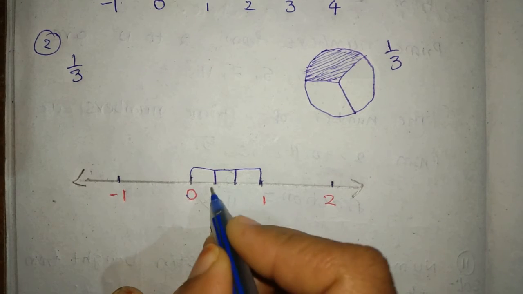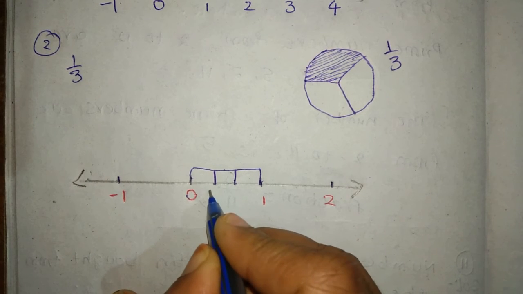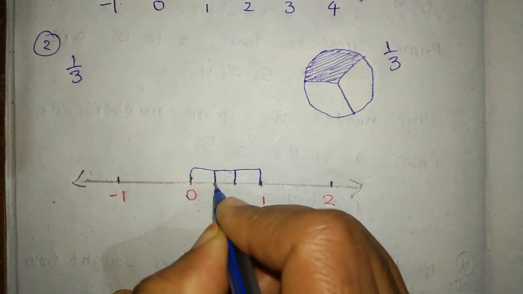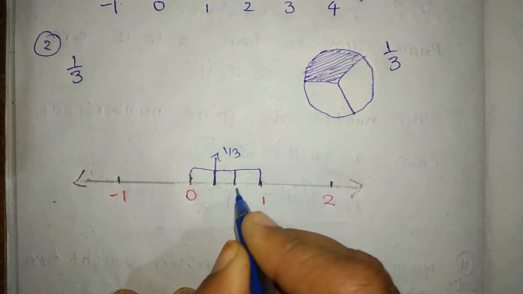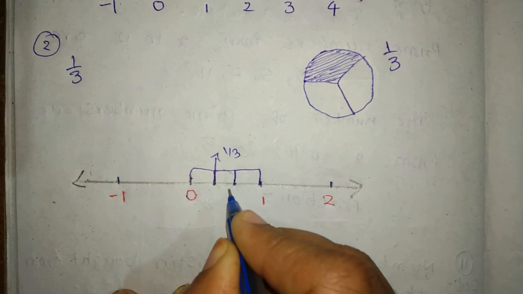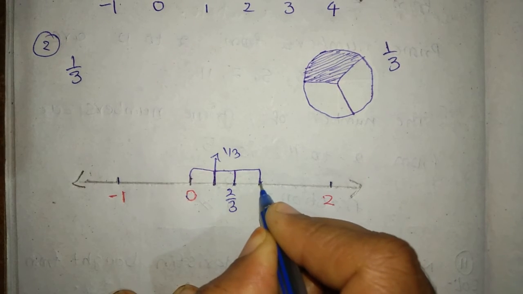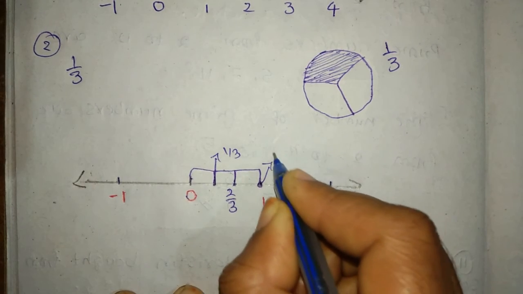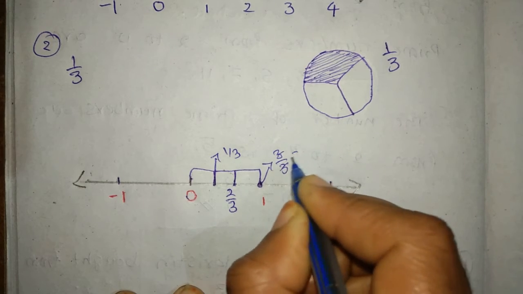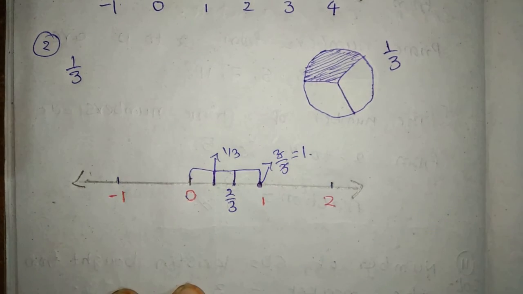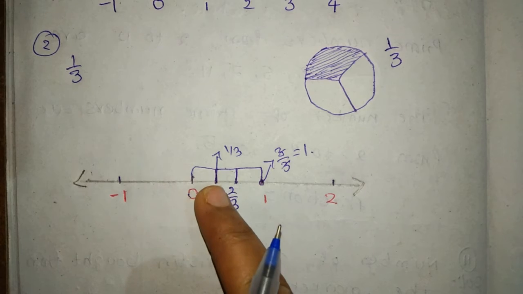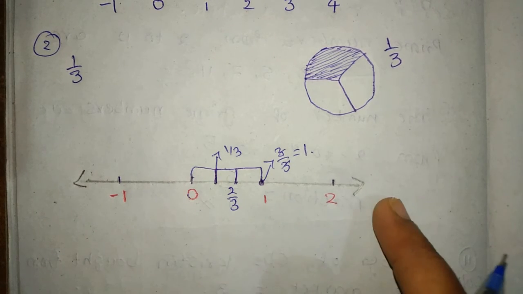In this, the first part represents 1 by 3. The second part is 2 by 3. And the third part represents 3 by 3, that is 3 cancel 3, equal to 1. So this is 1 by 3 on the number line.